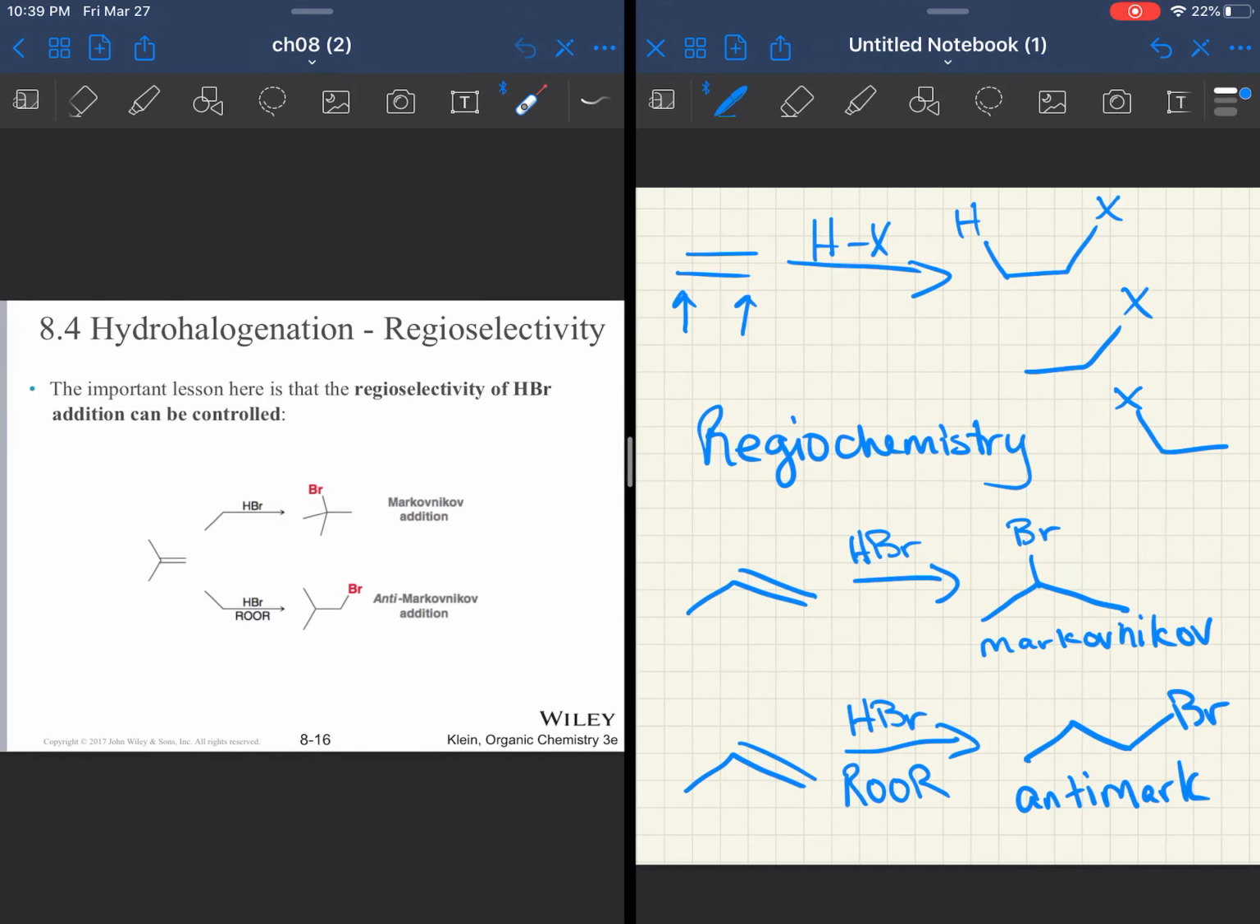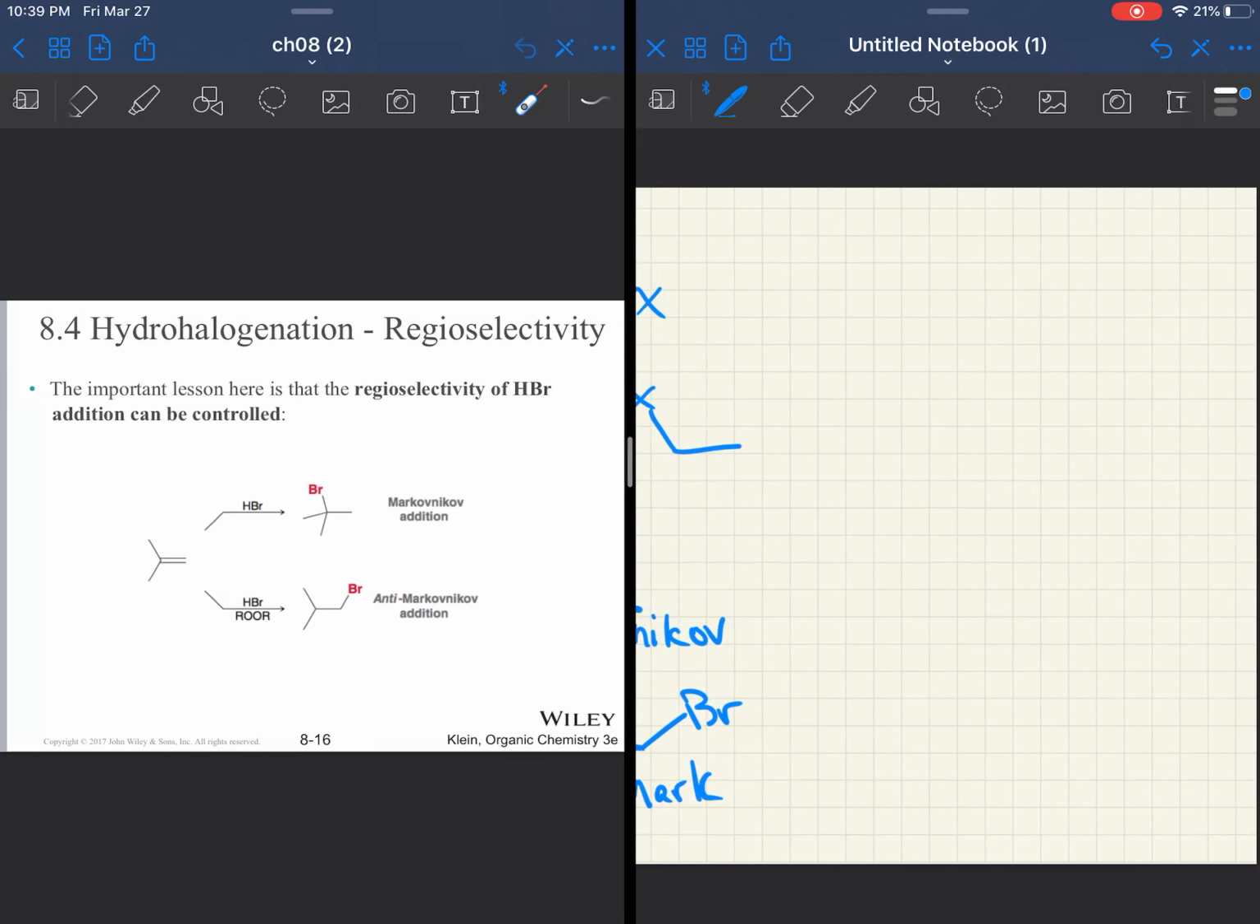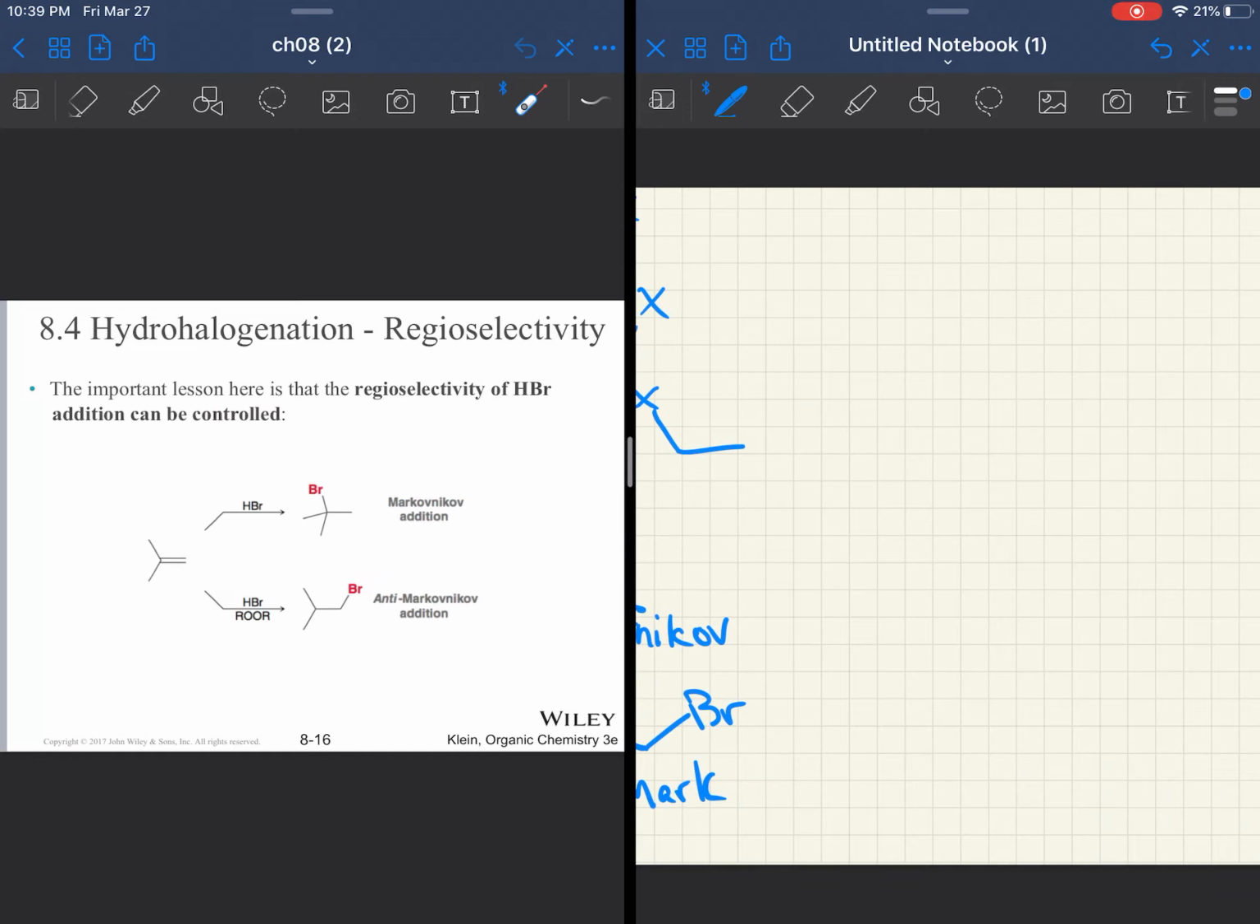But we can take a look at the mechanism of Markovnikov hydrohalogenation to understand why we get that regiochemistry. So I'm going to keep using propene over here. I'm just going to come over here, and now we're going to look at the mechanism. Okay? So we're going to start with our double bond and HBr.